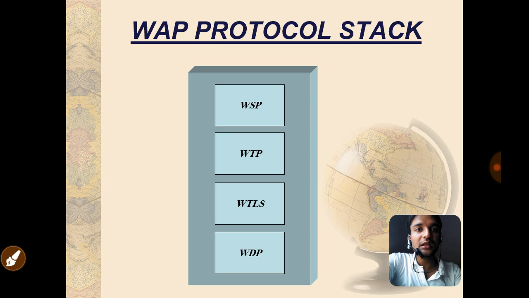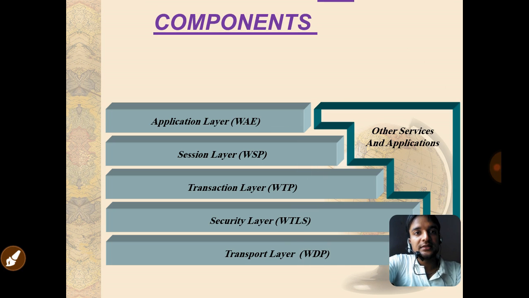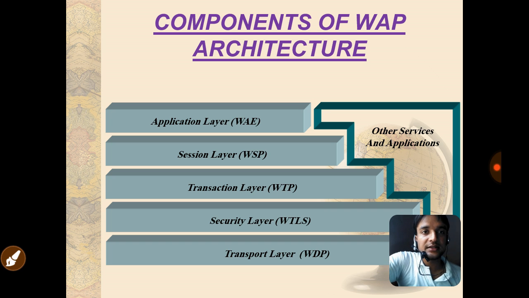Okay. Now the WAP protocol stack. You must remember this protocol stack because in the exam they may even ask you to write it. So it's WSP, WTP, WTLS, WDP. You also remember this, the components of WAP architecture. There are the transport layer, security layer, transaction layer, session layer, and application layer.